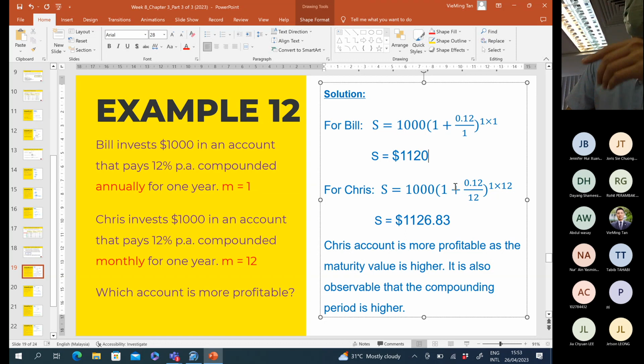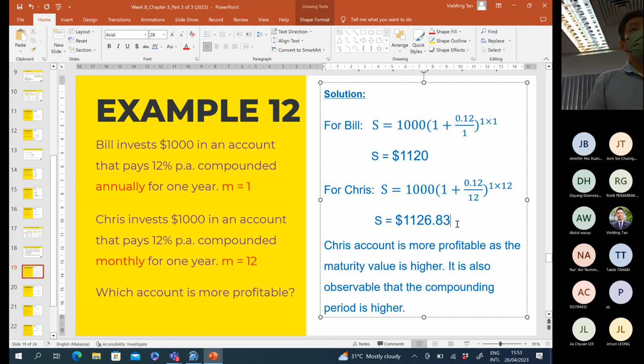How about Chris? Chris would use the same formula, but now the difference is here. M is 12. So for Chris, the future value is $1,126.83, which is slightly higher, right? Which is $6.83 higher. So that means Chris' account is more profitable as compared to Bill, because Chris will receive a higher maturity value.